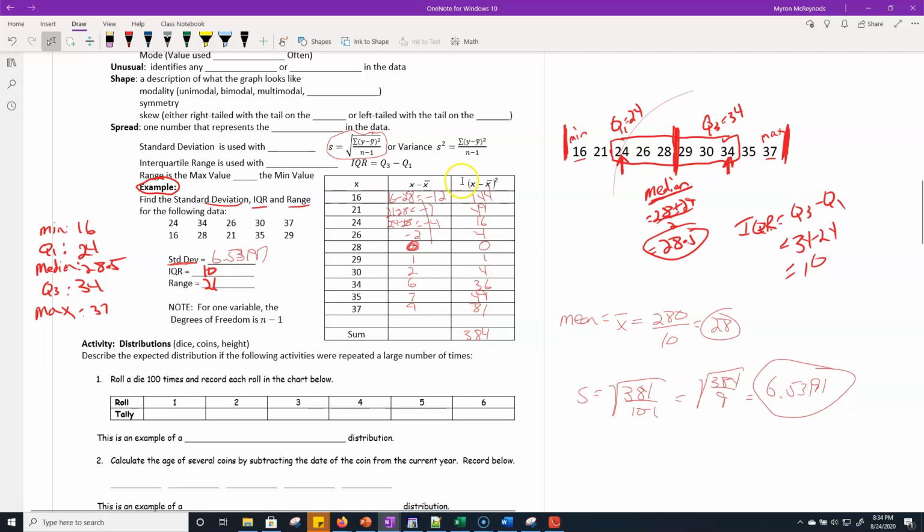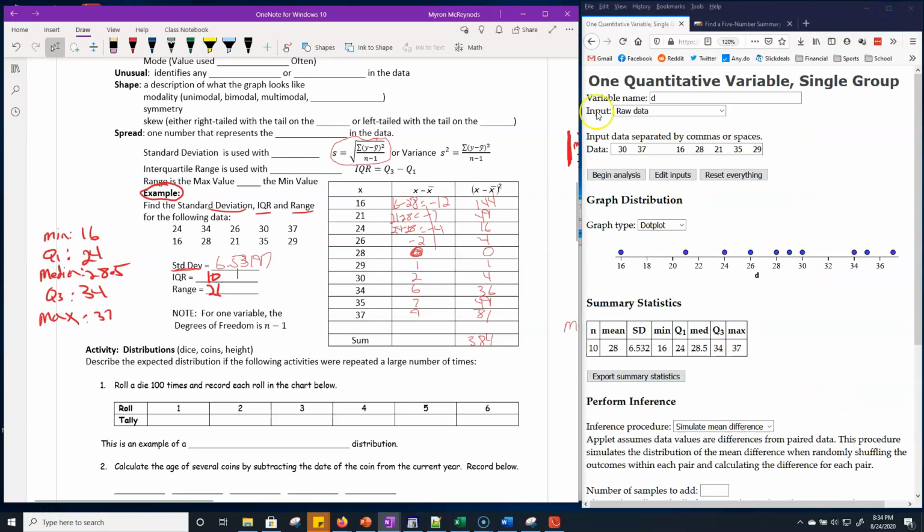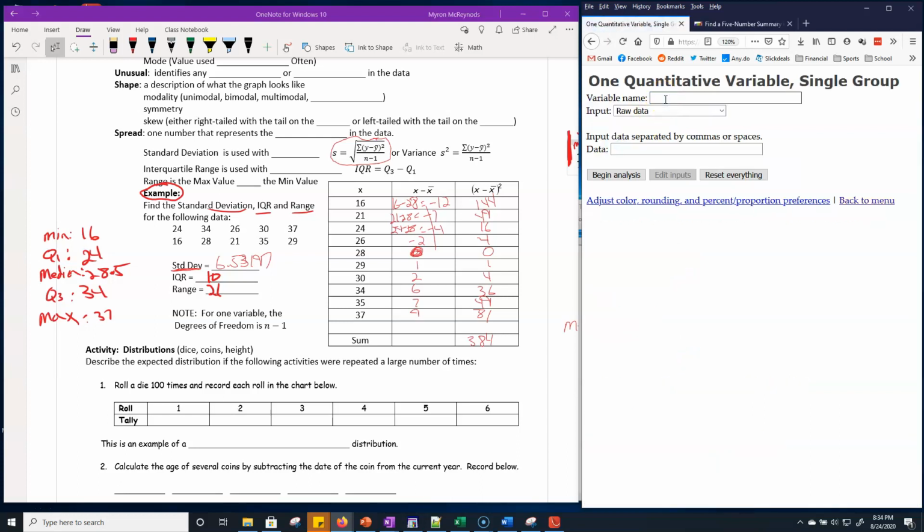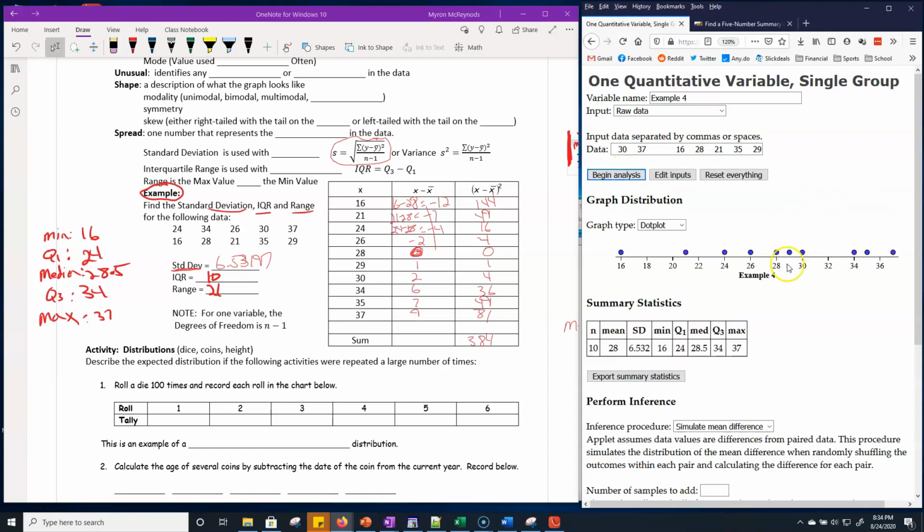So I did all this by hand just to show you how they're calculated, just to show you how quickly we can get all of these numbers using Stapplet. You will probably never do these by hand again, but I wanted to show you where they come from. So I'm going to type in all this data here. One quantitative variable, single group. And this is example 4. And I'm going to copy and paste those numbers. If you can't do that, once again, just pause and type all the 10 numbers in and begin analysis.